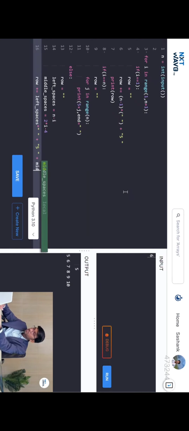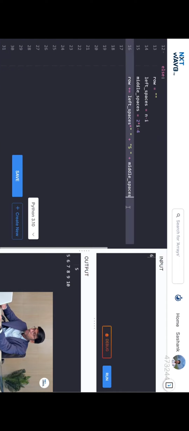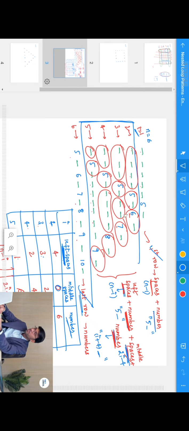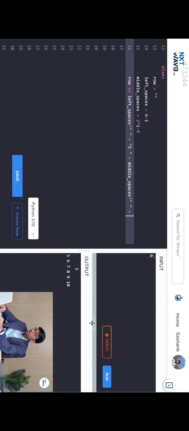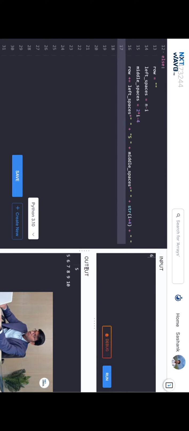Then we have middle spaces. So we have middle spaces multiplied by a space. Then finally we have a number followed by a space. What is that number? I plus 4. We'll do string of I plus 4, plus a space. Okay, so this is the final row and we can happily print it now.